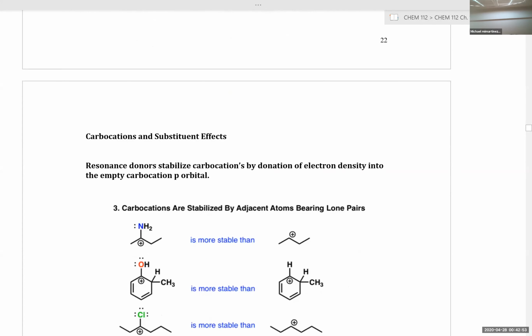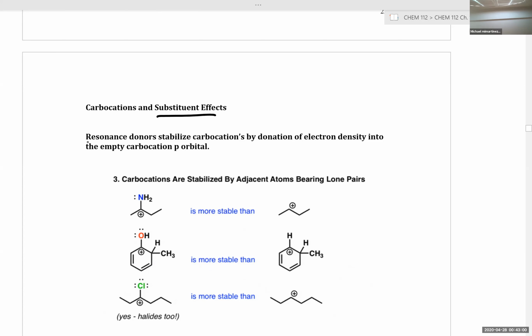Let's start to add some additional ideas and talk about some substituent effects. So resonance donors, everyone remember this term? It's the idea of atoms that can donate electrons via resonance. They stabilize carbocations by donating electron density into the empty carbocation p orbital.